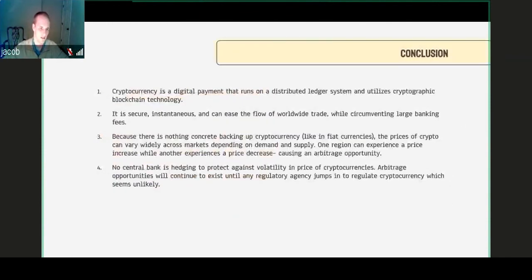In conclusion, cryptocurrency is a digital payment that is secure, instantaneous, with little to no fees. Because there is nothing backing it up, like in fiat currencies, the prices of crypto can vary widely across markets depending on demand and supply. One region can experience a price increase while another can experience a price decrease, which causes the arbitrage opportunity. No central bank is hedging to make sure the price doesn't run crazy, and this is the consequence of deregulation in banking. This will remain until any regulatory agency jumps in to regulate crypto, which seems unlikely to happen in the near future.